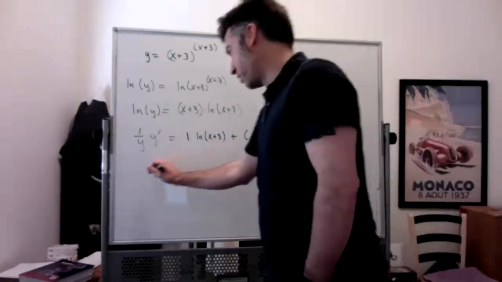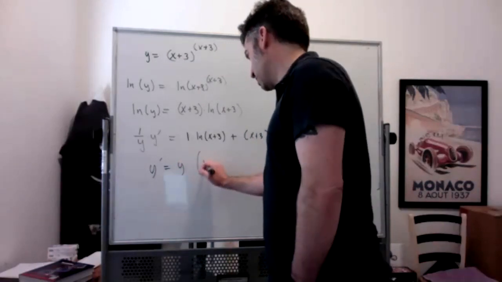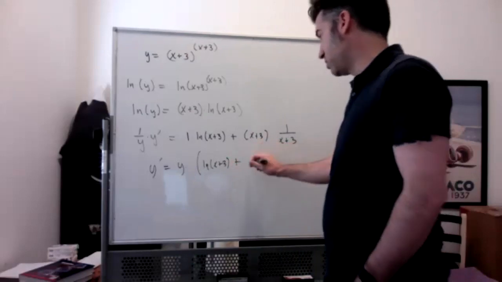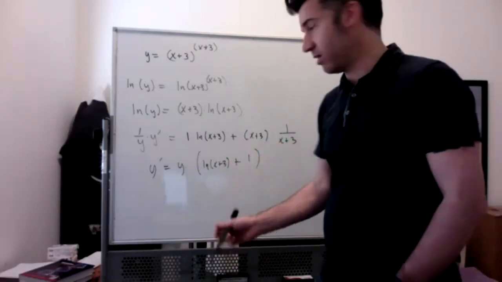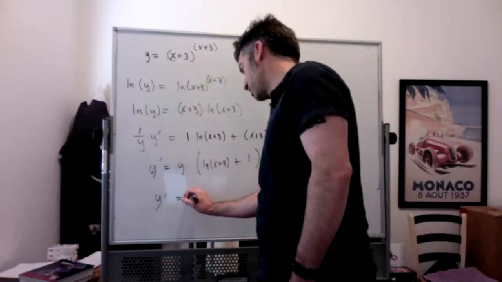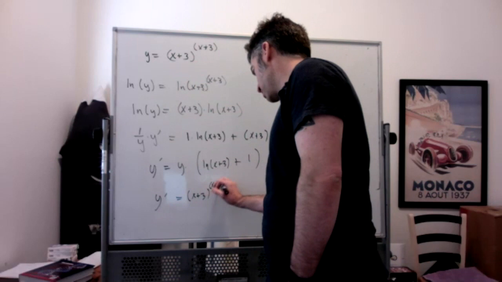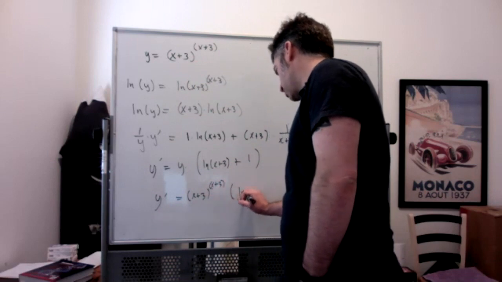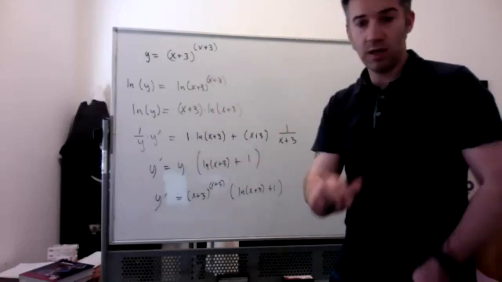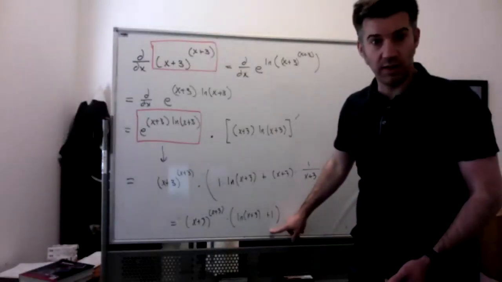Bringing the y over, we get y prime equal to y times the natural log of x plus 3 plus this part just becomes 1. And then finally, replace y with what it's equal to, which is x plus 3 to the x plus 3. And you get x plus 3 to the x plus 3 times the natural log of x plus 3, just like we did on the other side.